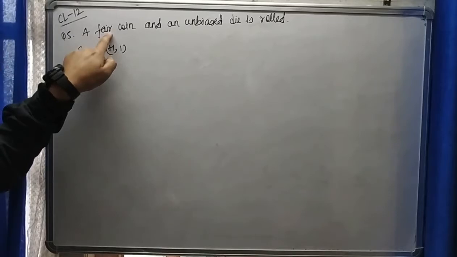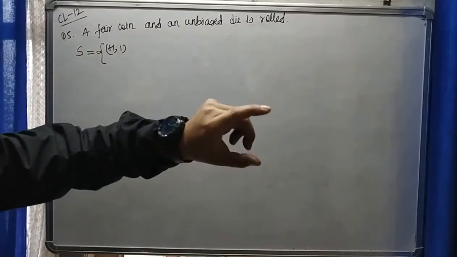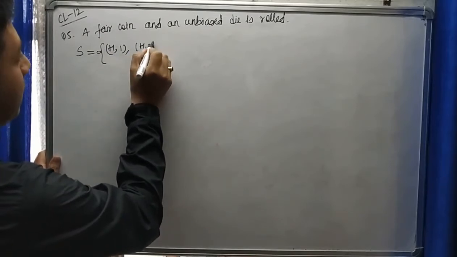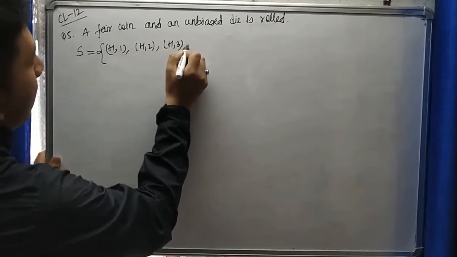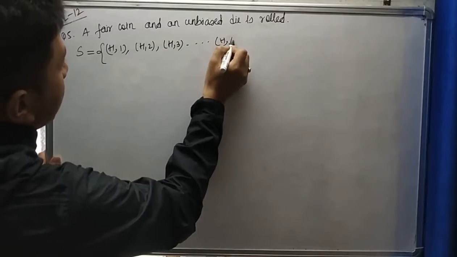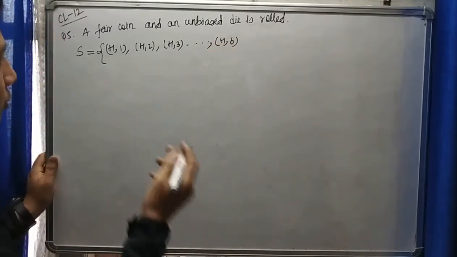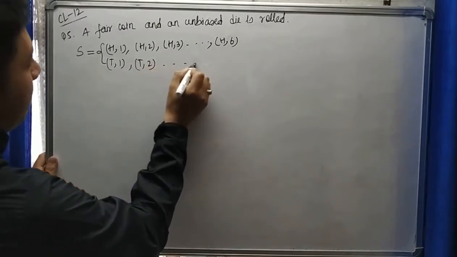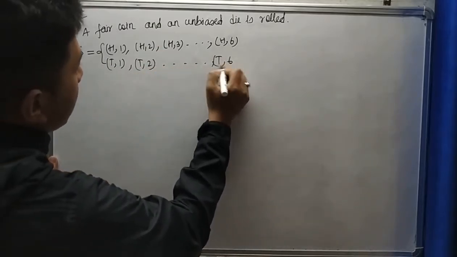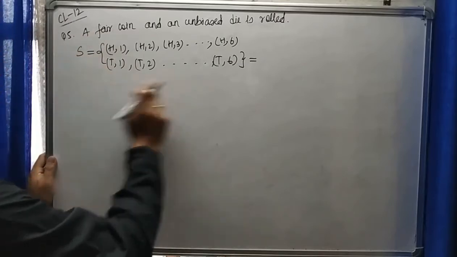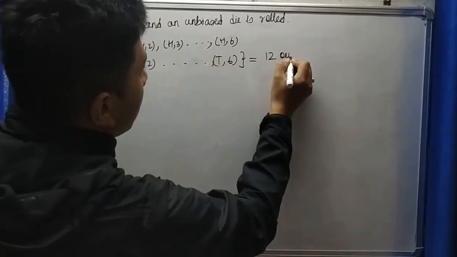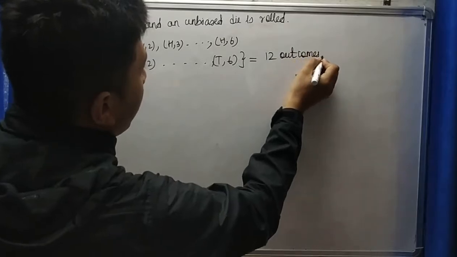I'm tossing a coin and I'm rolling a die. I might get head comma 1. I might also get head comma 2. Similarly, head comma 3, it goes up to head comma 6. I might also get tail comma 1, tail comma 2, and similarly it goes up to tail comma 6. So as a whole, the total number of outcomes will be 12. I hope everyone is clear with this.